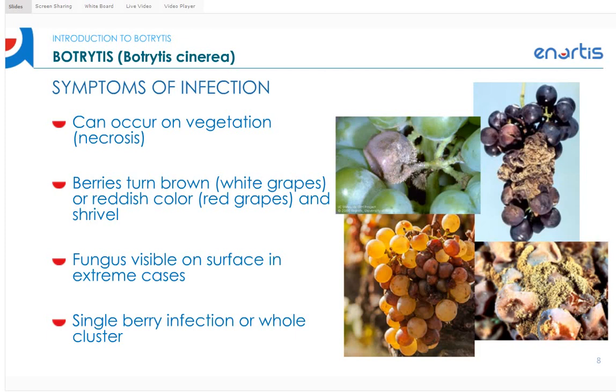So briefly going through the symptoms of the infection. Damage can occur on shoot or vegetation, causing necroses, but it is most damaging on ripening grapes, resulting in reductions in fruit quality and loss of fruit weight. The infection manifests as brown or reddish colored and shriveled berries. In extreme cases, a fuzzy gray-brown mass can be seen on the fruit. Again, it can appear as a single berry exhibiting symptoms, but under favorable weather conditions, the disease can spread throughout the whole cluster.